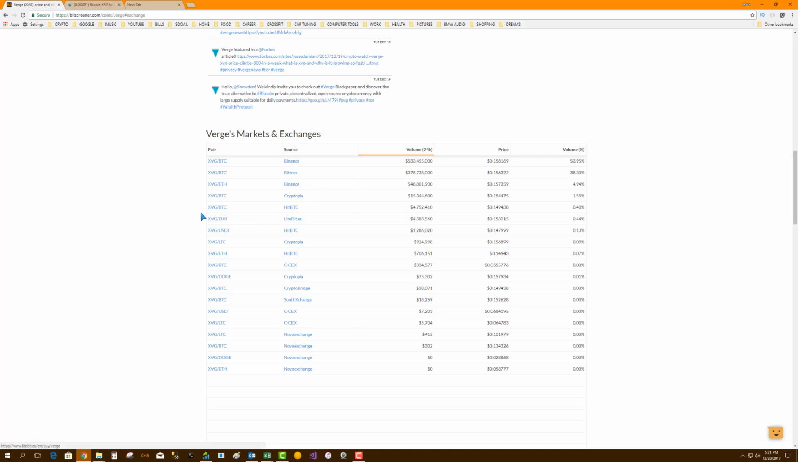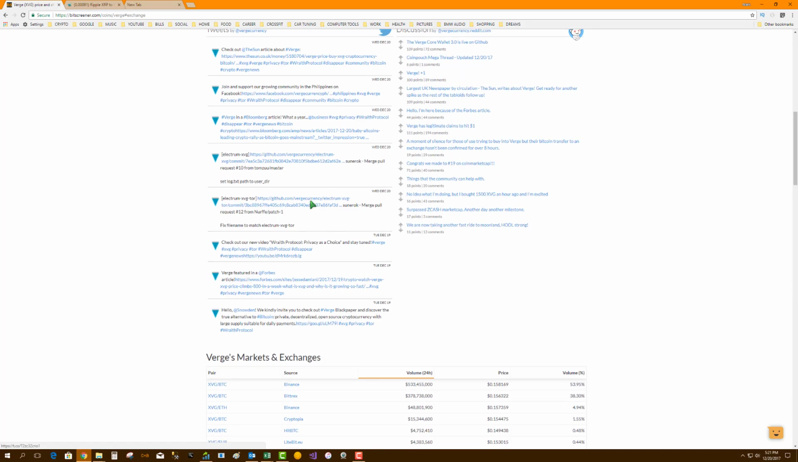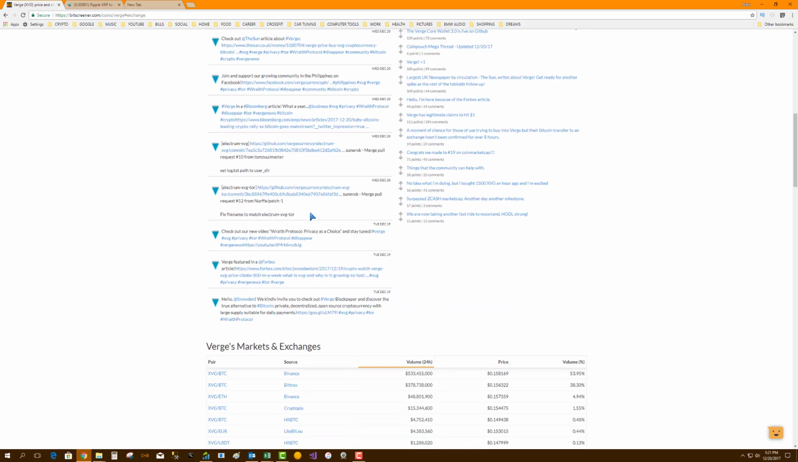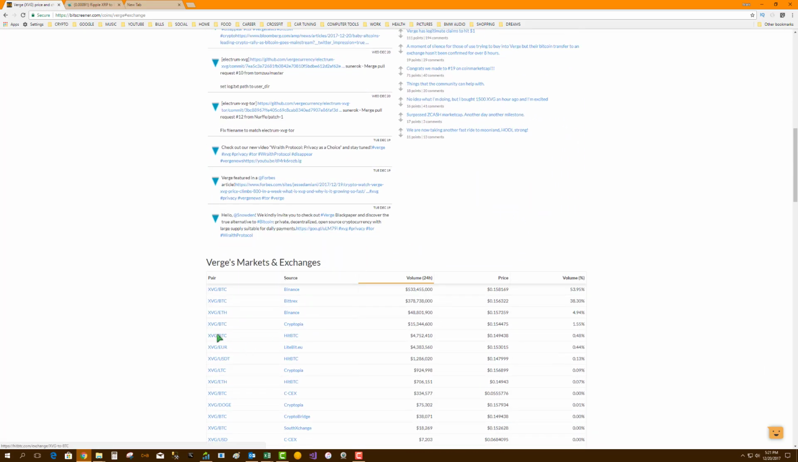We can go down to HitBTC. We can see Verge for Bitcoin. So basically, you're swapping coins for each other. You're not using the USD fiat. So now we know, based on the BitScreener, that we can get Verge with BTC.